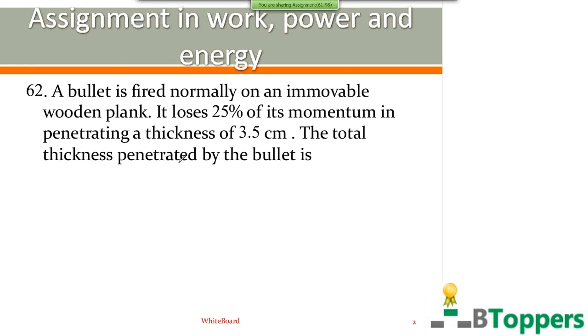See question number 62. A bullet is fired normally on an immovable wooden plank. It loses 25% of its momentum in penetrating a thickness of 3.5 centimeter. What is the total thickness penetrated by the bullet? It also looks similar to the previous problem. The only difference is that momentum is given instead of kinetic energy. So you have to express kinetic energy in terms of momentum and follow the method of the previous problem. The kinetic energy of a body in pure translatory motion, you can write as P square by 2m.